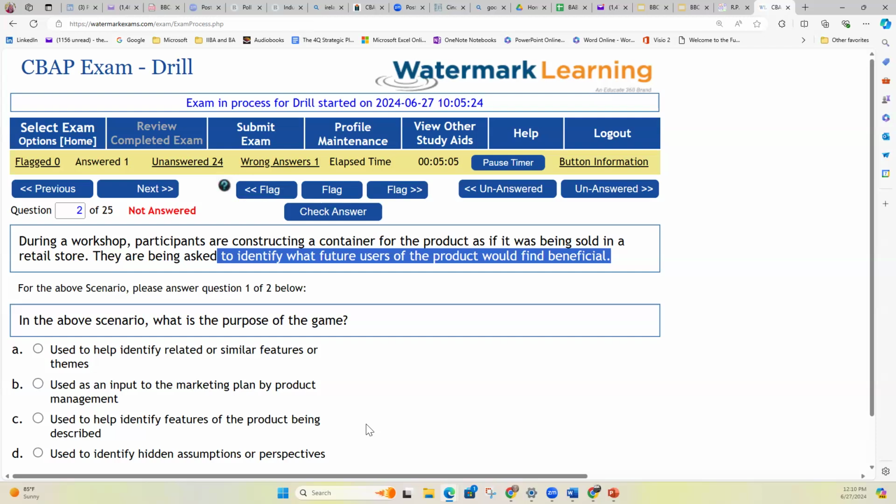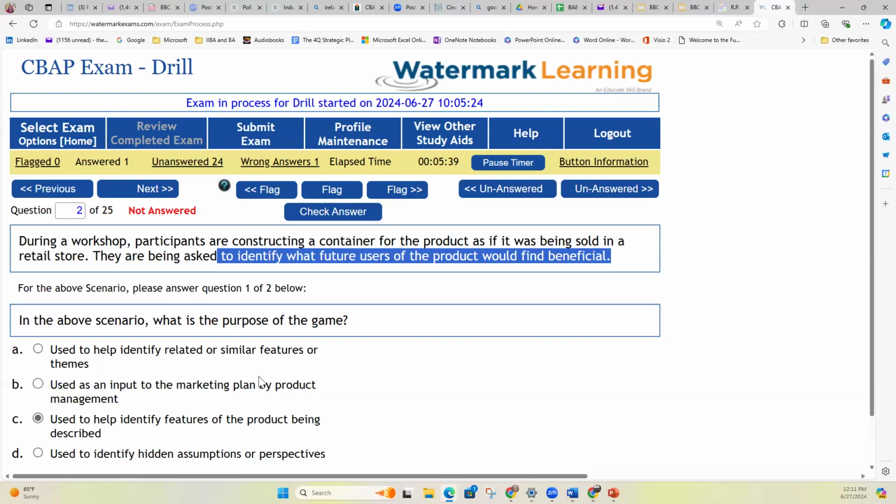I think C. C is in cat. Why do you like C? Because it says that the goal is to identify what features users will find useful in the product, and a feature is some kind of part of the product. That makes good sense. Do I have a second vote? I think C too.